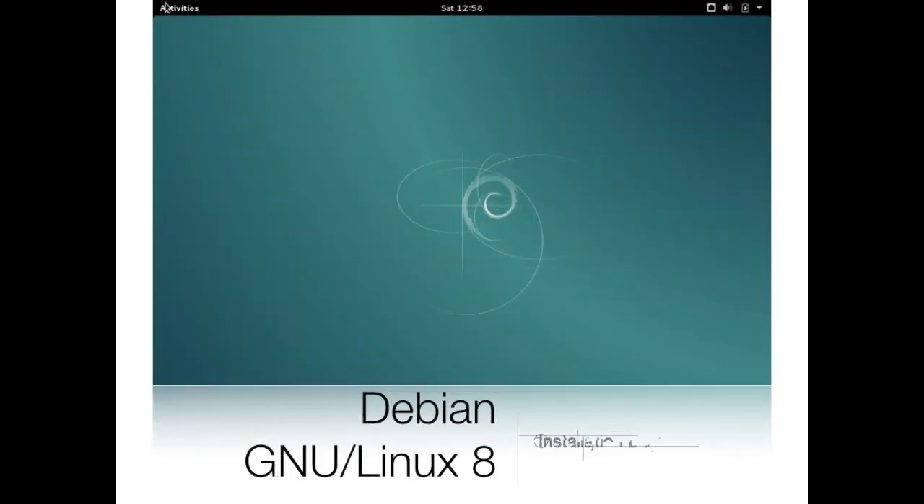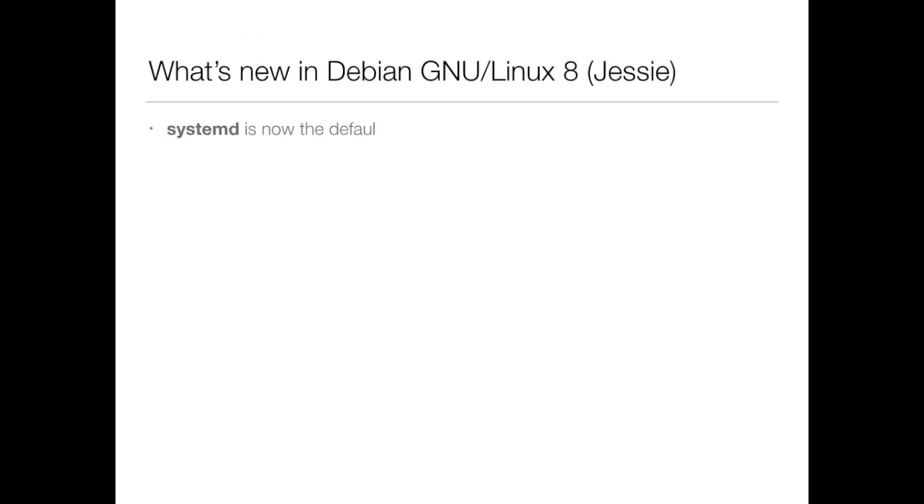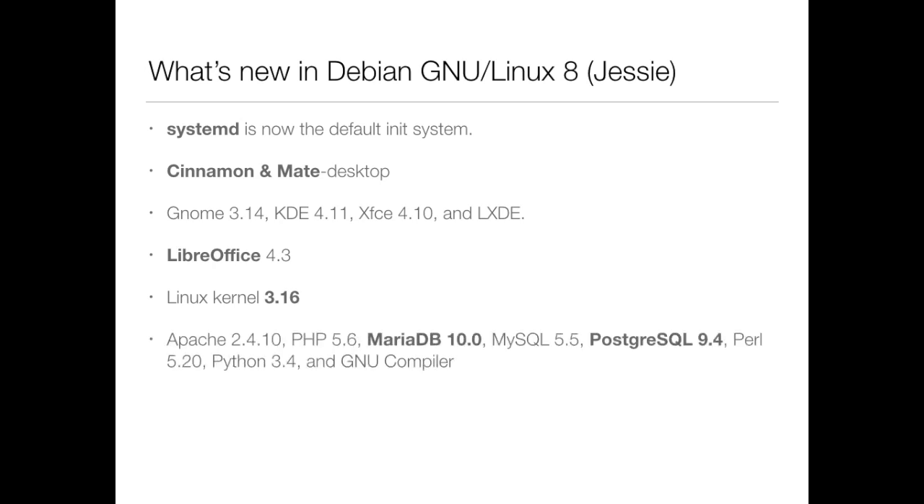Hi, today I'm going to show you how to install Debian 8. So what's new in Debian Linux 8? First thing, we have systemd as the default init system. Then MATE desktop is there. LibreOffice 4.3, Linux kernel 3.16 and other software.